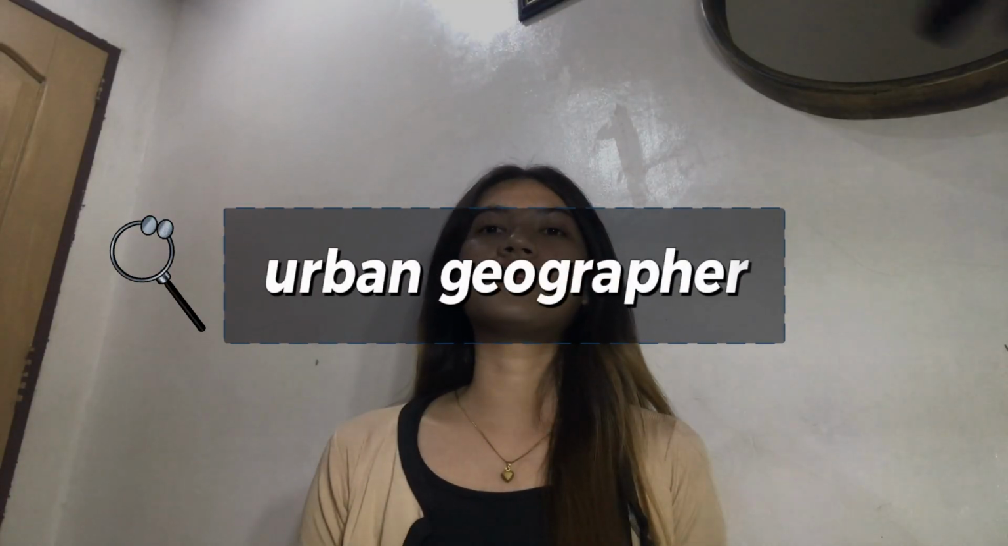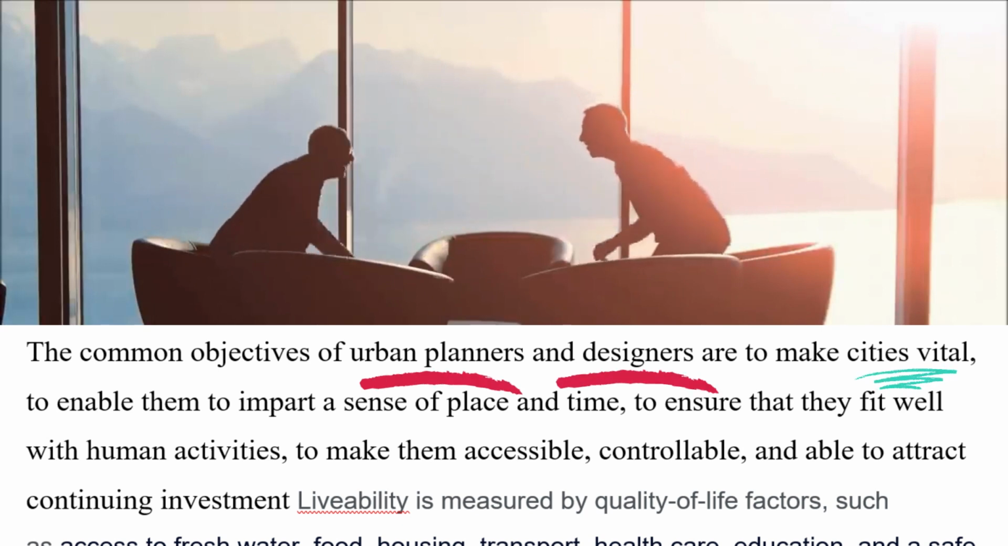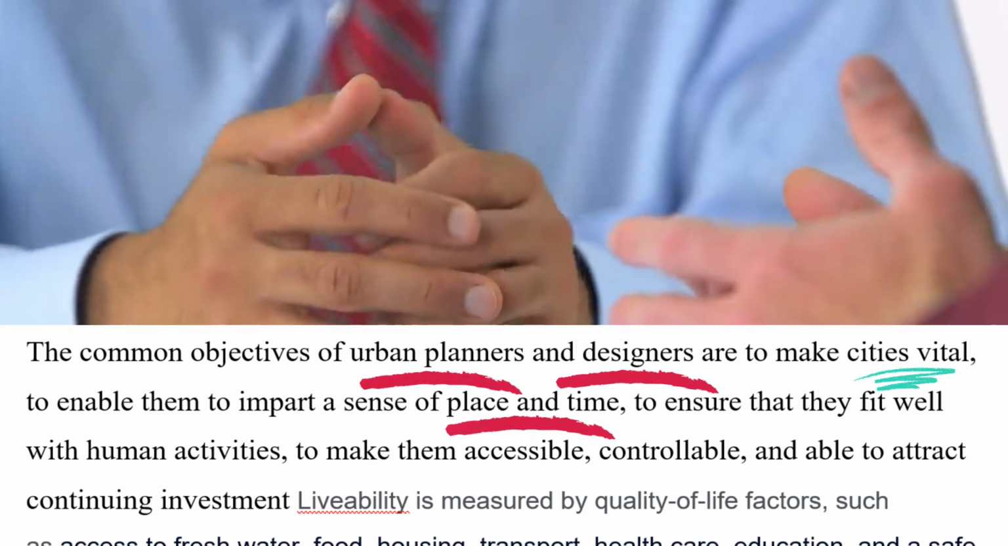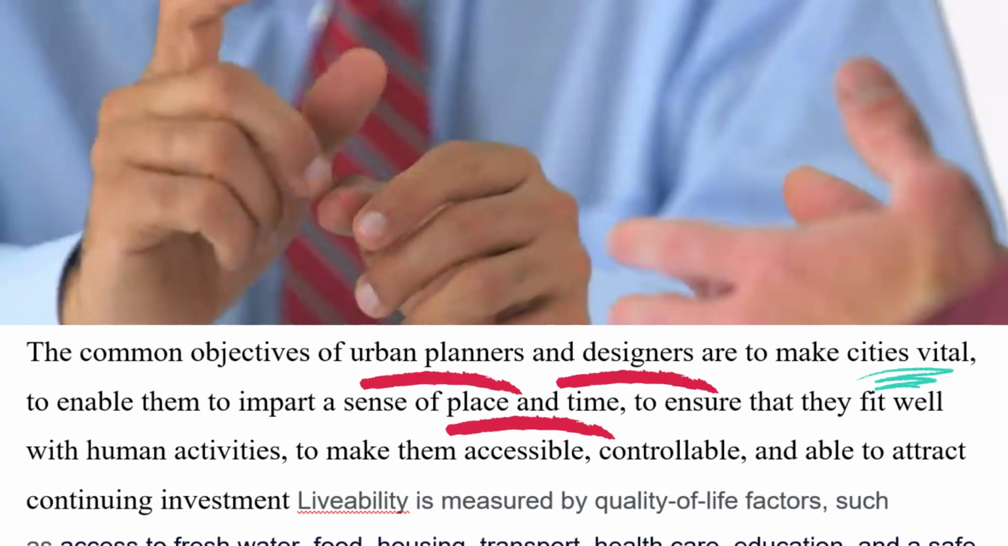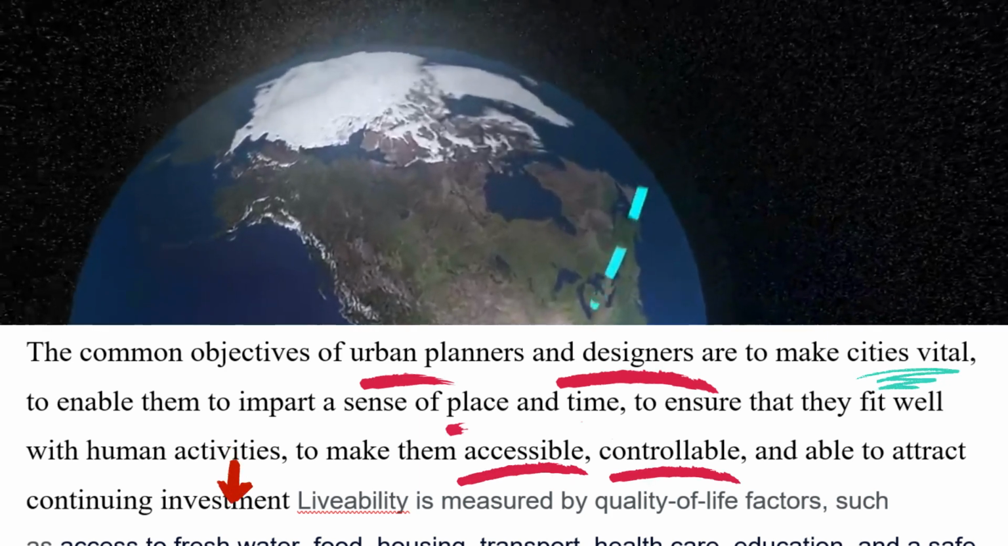So, urban geographers focus on human behavior, environment, relationships, and define urban livability as the extent to which a city can satisfy the physical and psychological needs and demands of its residents, or the people living in that certain city. The common objectives of urban planners and designers are to make cities vital, to enable them to impart a sense of place and time, to ensure that they fit well with human activities, and to make them accessible, controllable, and able to attract continuing investment.